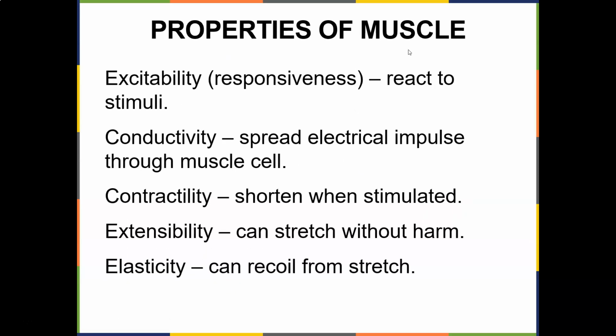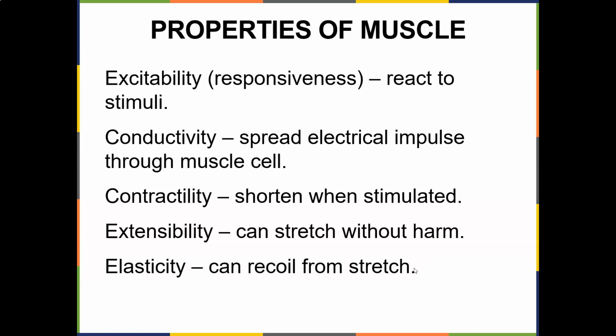What are the properties of muscle? So this is what muscles can do. Well, they have excitability, responsiveness, they react to stimuli. They have conductivity, they can spread electrical impulses through muscle cells. They can contract, or contractility, they shorten when stimulated. Extensibility, they can stretch without harm. And elasticity, they can recoil from stretch.